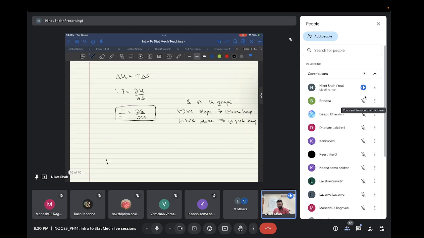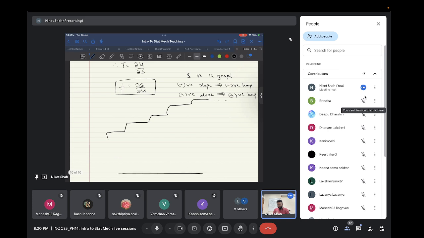Okay, so now you have a system of marbles on an endless staircase. The staircase keeps on going, dot dot dot, and what you have to draw is again U versus S. What kind of slope do you expect to have here? S is basically the number of occurrences, so let's think about occurrences only.